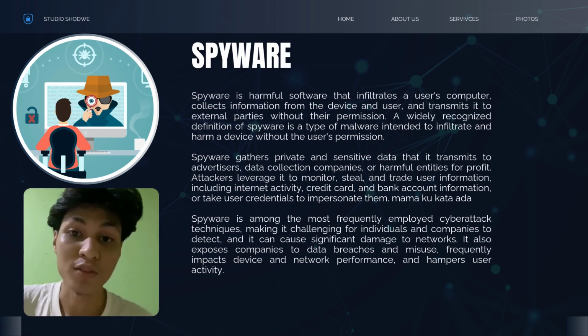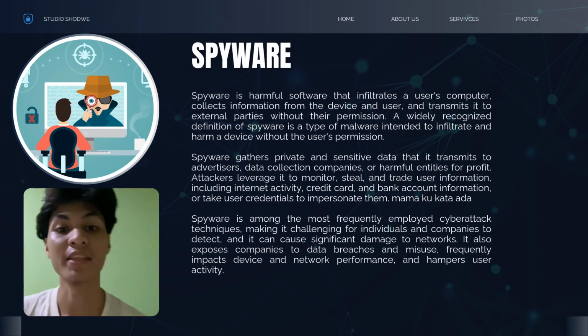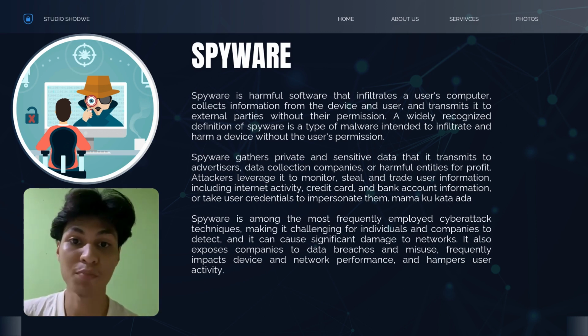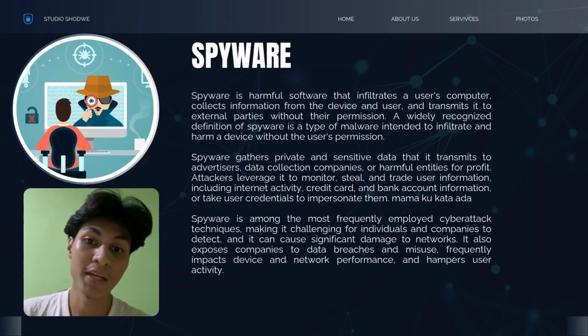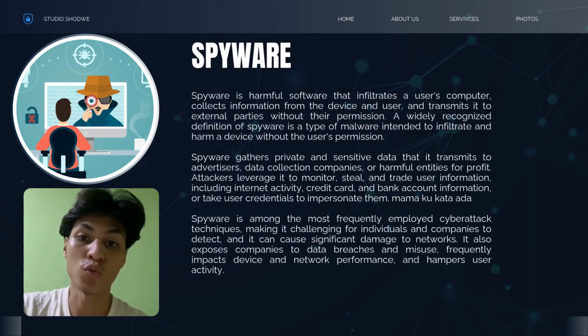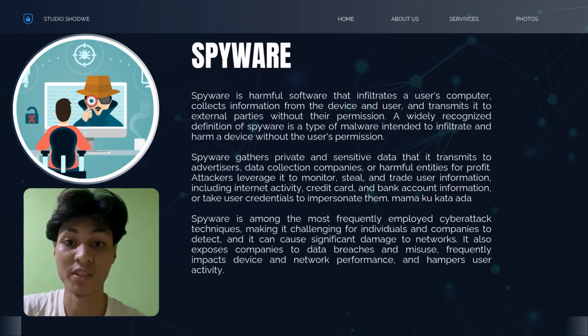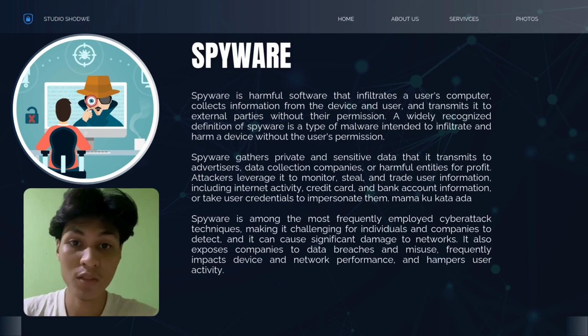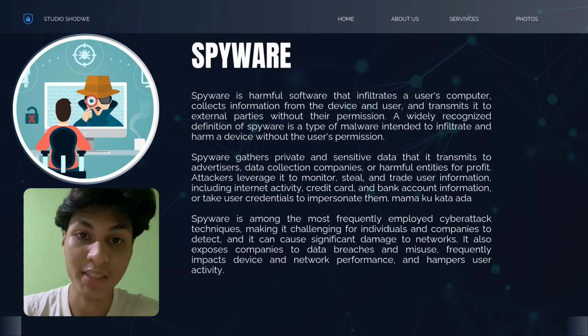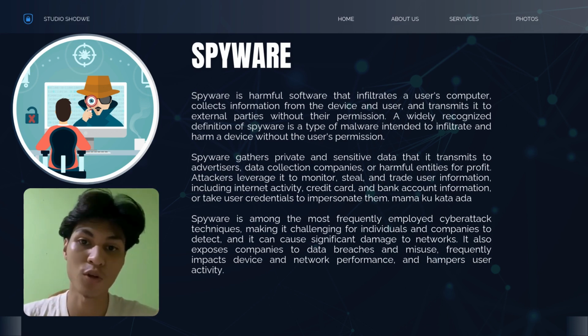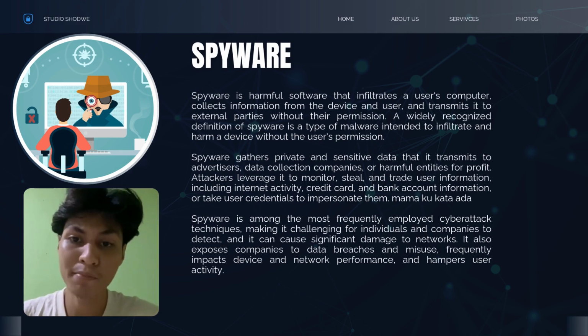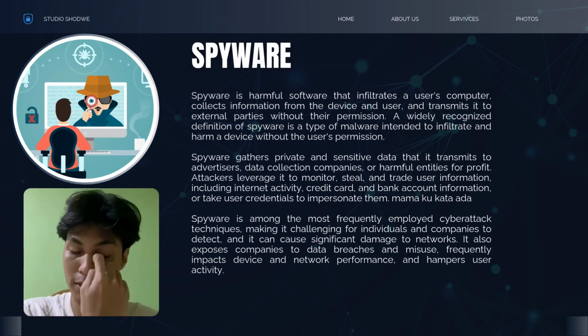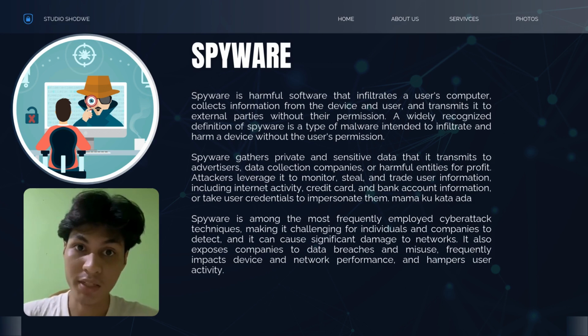Okay, so let's talk about spyware. Spyware is a type of harmful software that secretly enters a user's device and collects personal information without permission. It often sends this data to third parties like advertisers or even cybercriminals. Attackers use spyware to track internet activity, steal login credentials, and access sensitive data like credit card or bank information. In some cases, they can even impersonate the user because it runs quietly in the background.